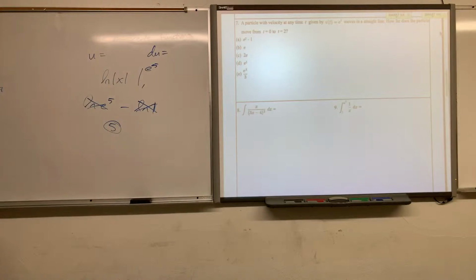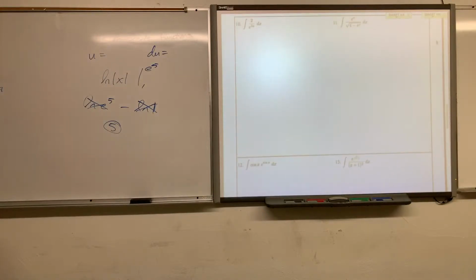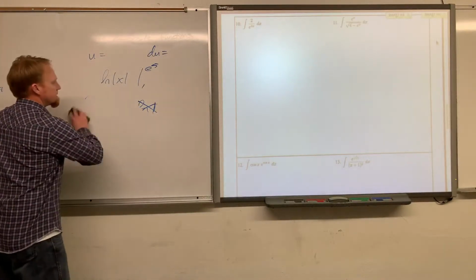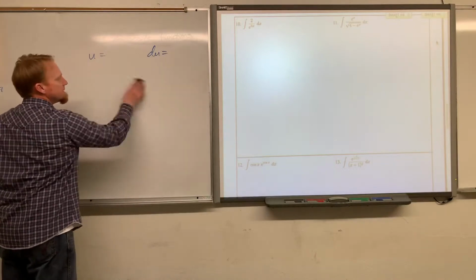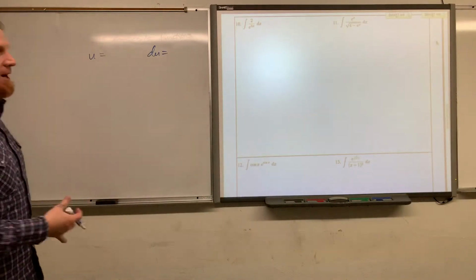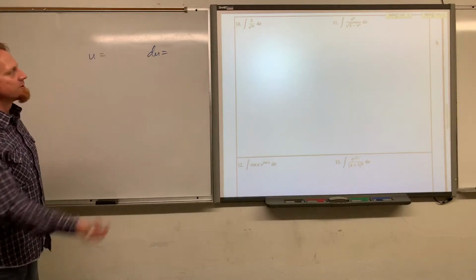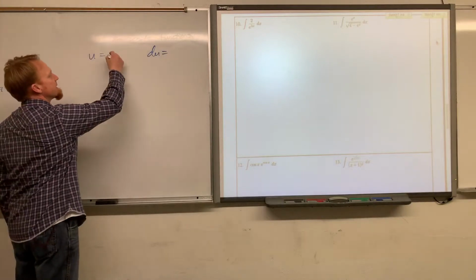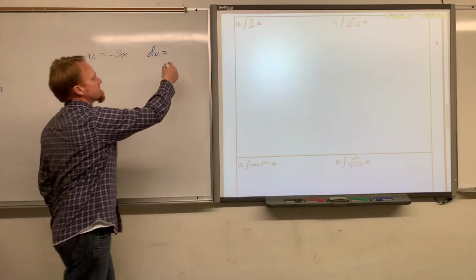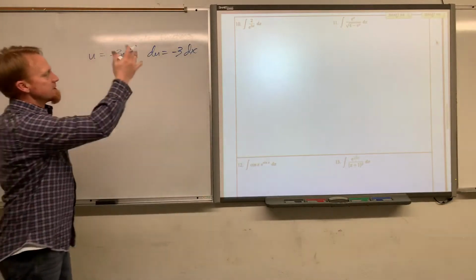Alright, next one. Okay, there's only one e. Since there's only one e, that means its exponent has to be the u. But if we just have one e, we don't want it to be on the bottom, we want to move it to the top. So if we move it to the top, that makes that 3x a negative 3x, which means my derivative is negative 3 dx. There is no negative 3.